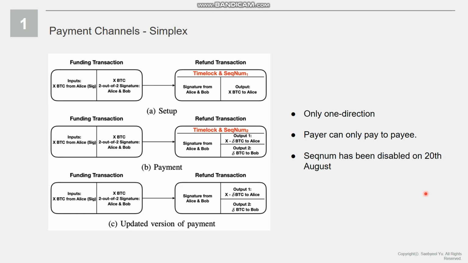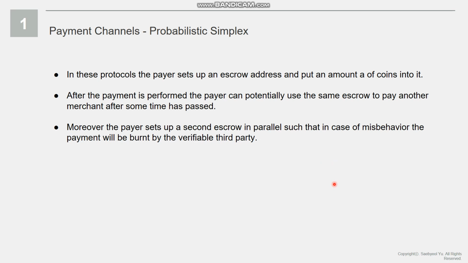So this is the first concept of payment channels, the simplex payment channel. They have only one direction, and the payer can only pay the payee. This is the initial version of a simplex payment channel. In that concept they use a mechanism which has since been disabled. And this is about the probabilistic simplex payment channel.